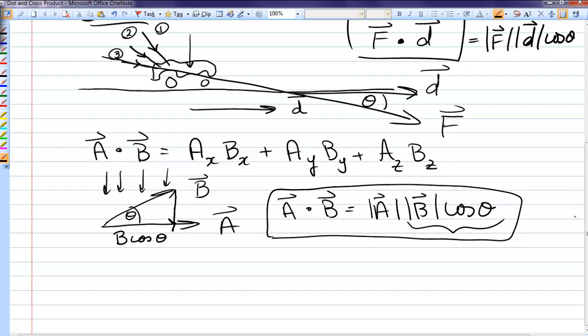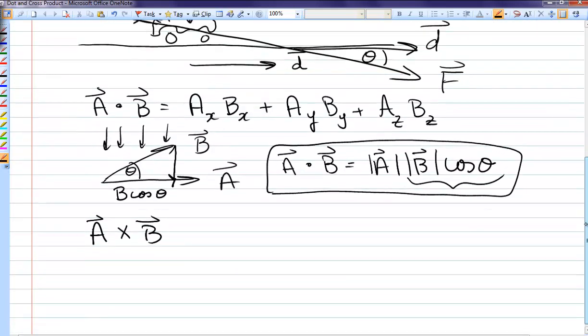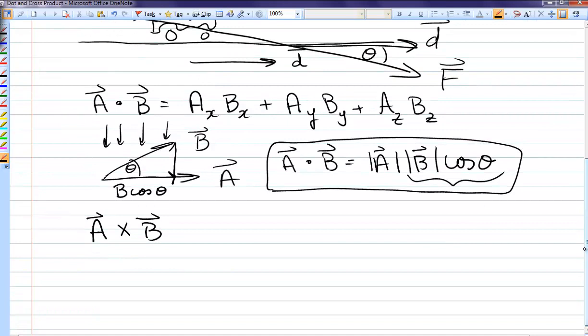Okay, let's go on to the cross product. So now we've got these two vectors. Why do we have the cross product? What's the cross product good for? Well, an example of a cross product would be, imagine someone comes from outer space and there's a door.